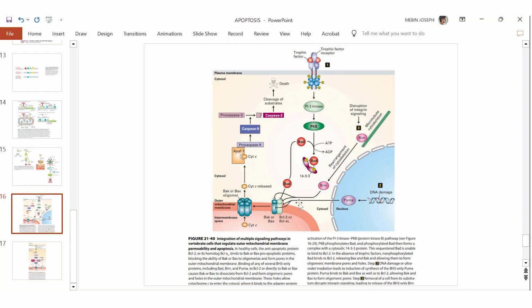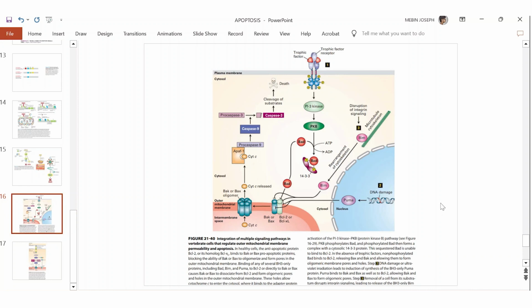gene, and they will, as usual, go and inhibit the anti-apoptotic protein, and pro-apoptotic protein will oligomerize, form a channel, let the cytochrome C escape from the mitochondrial intermembrane space to cytosol, and once cytochrome C binds to APAF1, it will activate initiator caspase, and initiator caspase activates effector caspase, and that leads to cell death.